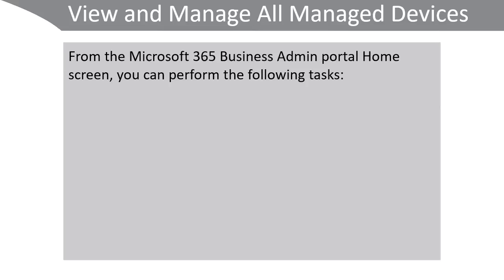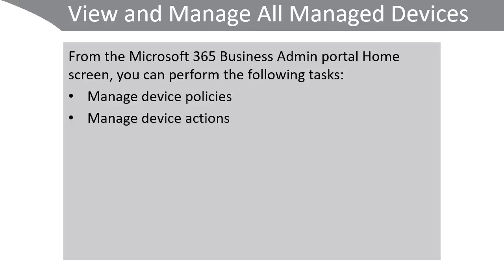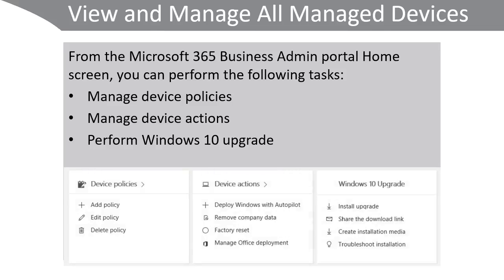From the Microsoft 365 Business Admin Portal home screen, you can perform the following tasks. Manage device policies, including Add Policy, Edit Policy and Delete Policy. Manage device actions, including deploy Windows with Autopilot, remove company data, factory reset and manage Office deployment. And perform Windows 10 upgrade, including install upgrade, share the download link, create installation media and troubleshoot the installation.